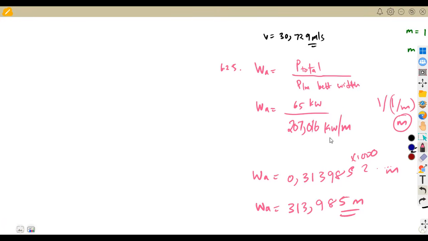If we are talking about the belt width, the exact width, you can just round off to the nearest whole number, which approximates to 314 millimeters. We have converted to millimeters, so it can just approximate to 314, approximating to the nearest whole number.